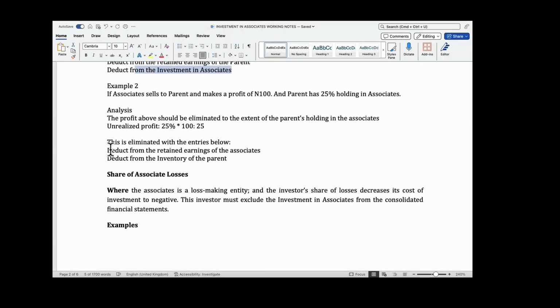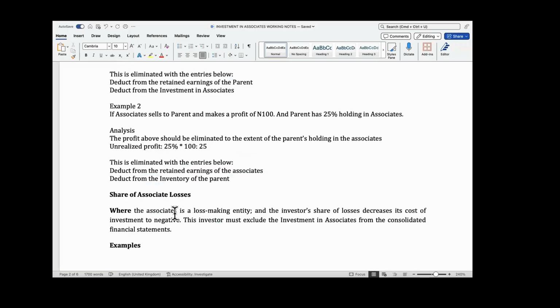Also, here, since the associate, we are going to take his share of profit eventually, and now he has made a profit from intra-group transactions, so we eliminate it from that profit first before we take our share. Then we can easily deduct from inventory.